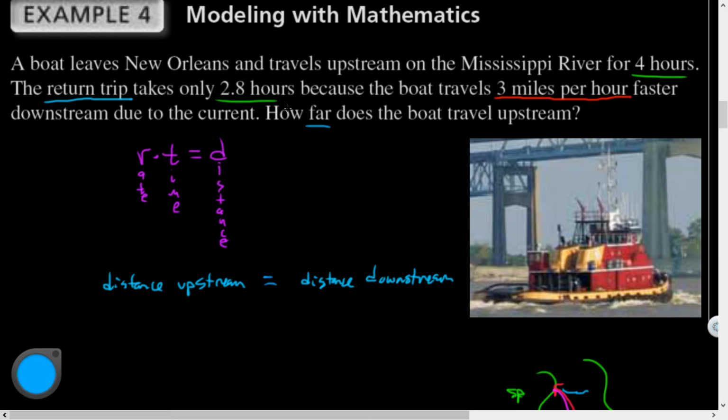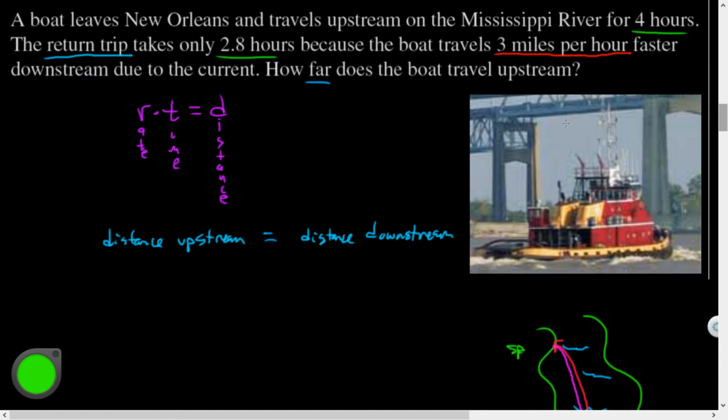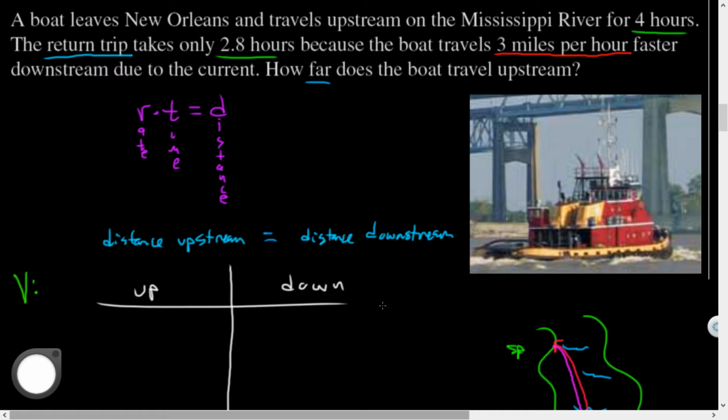So what I'm going to do, let's see, it says how far does the boat travel upstream? Let's define a variable here. Let's see, I currently know the time. Actually, this is how I'm going to do things. This is going to be awesome, all right? Let's think about our variables and our units. So for my variables, let's think about upstream and downstream. Okay, so up, down. All right. Distance between those two things were equal, although we don't yet know what they are.